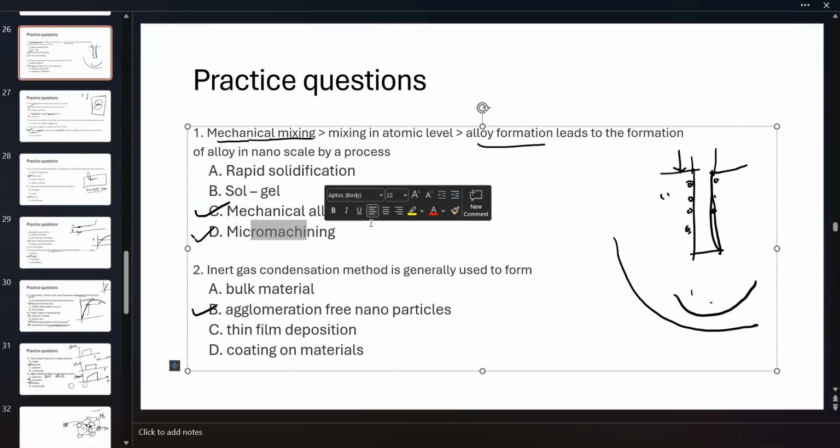Similarly in mechanical milling as well, you start with a mechanical mixture, and you get your atomic level mixing, and finally alloy forming. Inert gas condensation method generally forms agglomerate film. Okay.